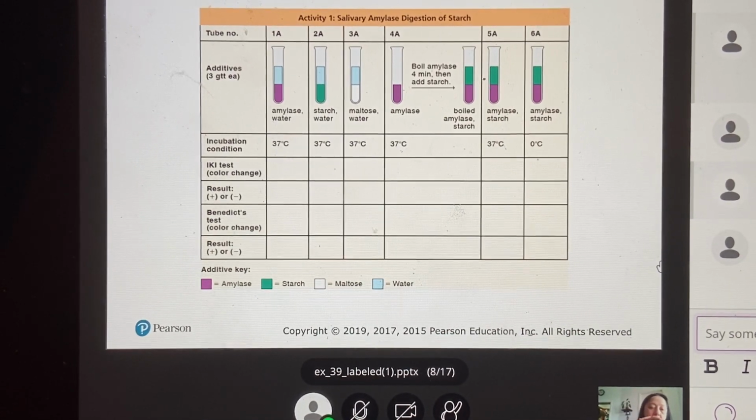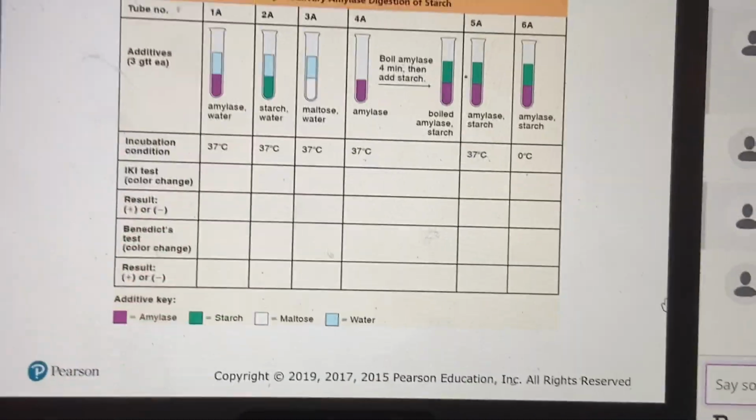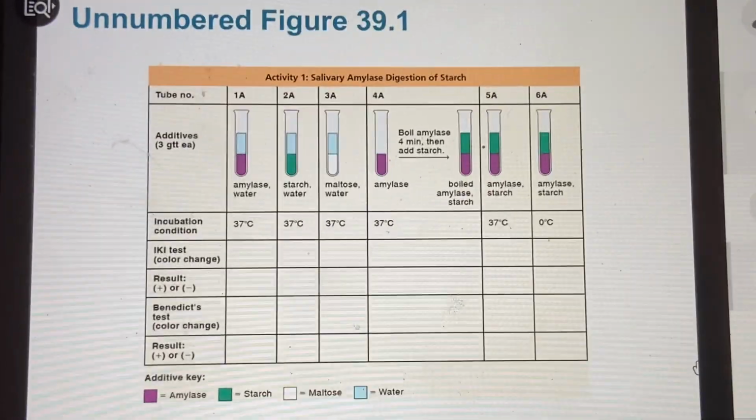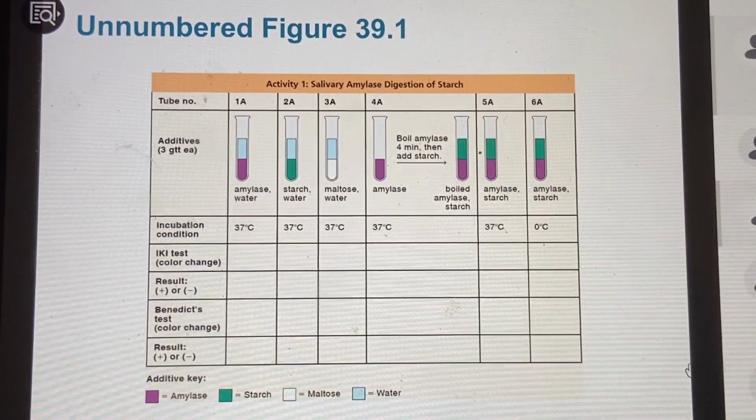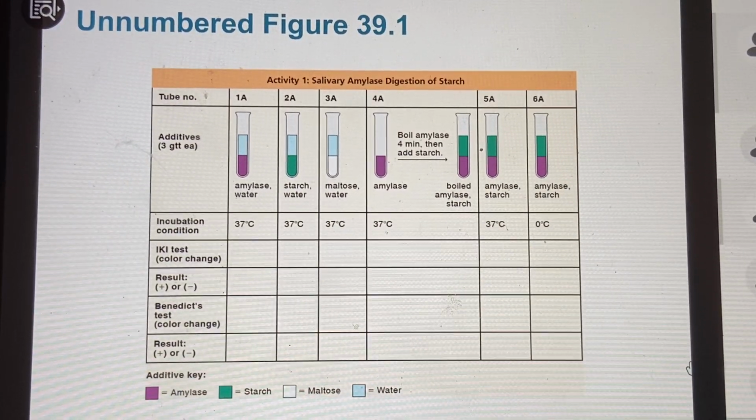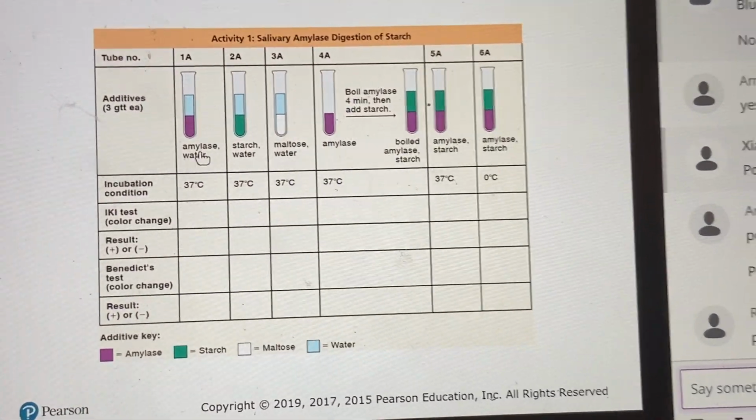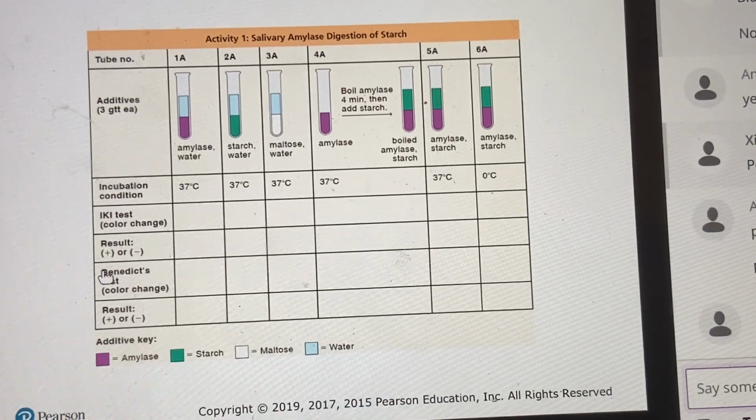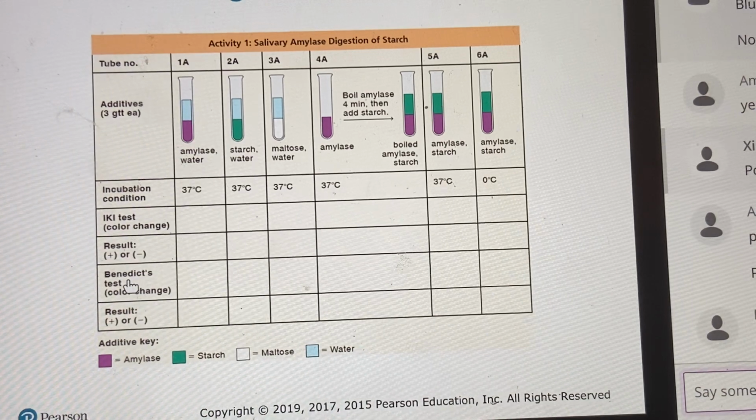Okay? Simple sugars. If IKI is for starch, big sugars, big time sugar or starch or carbohydrates, Benedict's test is a test for simple sugar like sucrose, glucose, maltose. Okay? All right. So what do you expect here? Oh, before that, Benedict's test. What are the colors for positive Benedict's test?